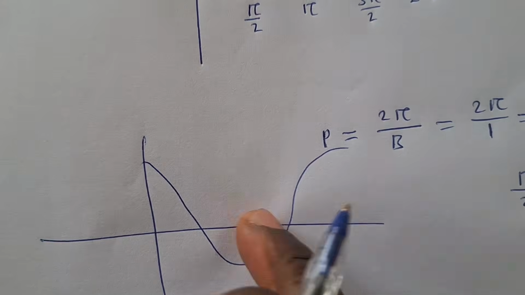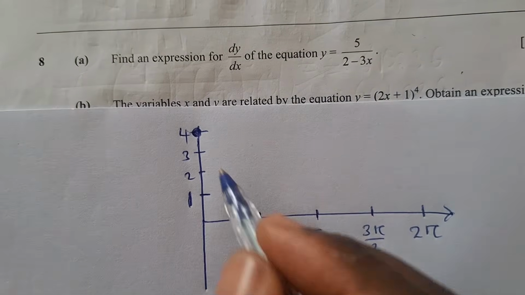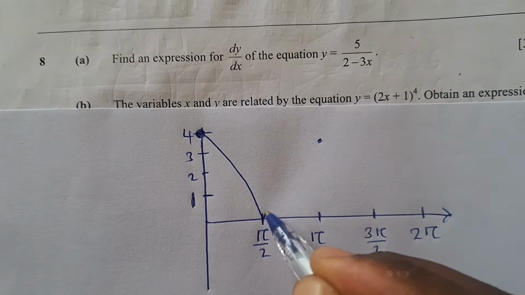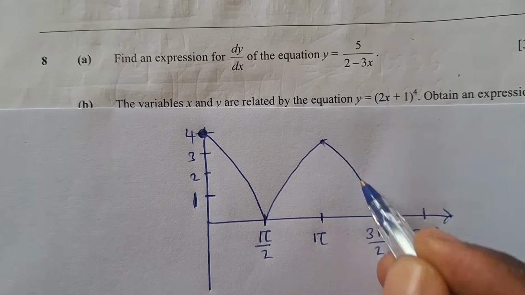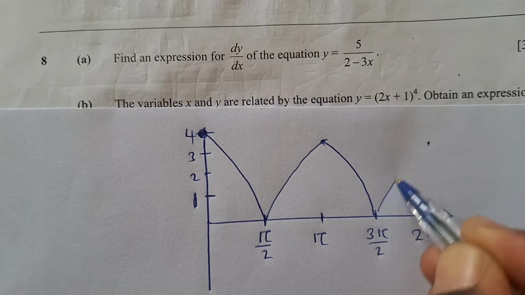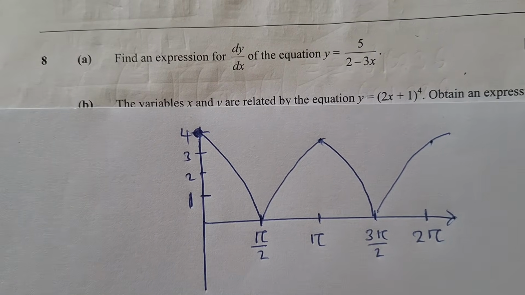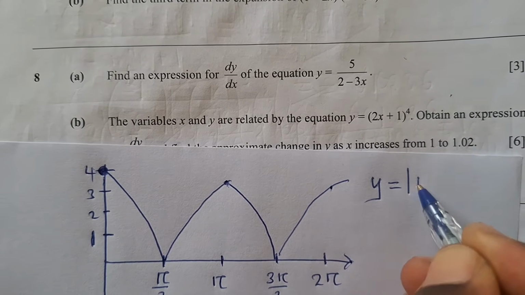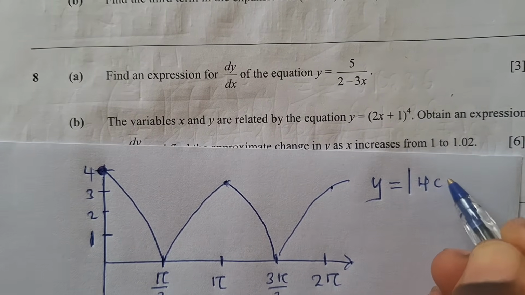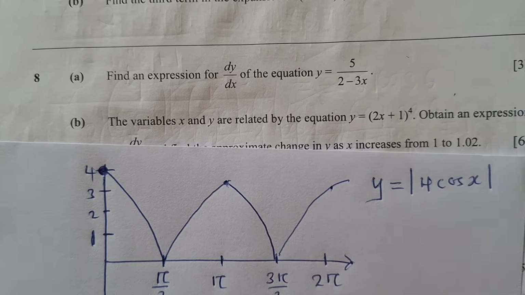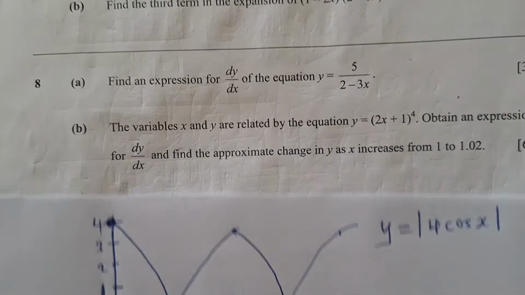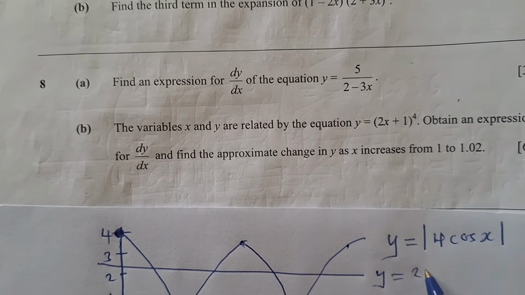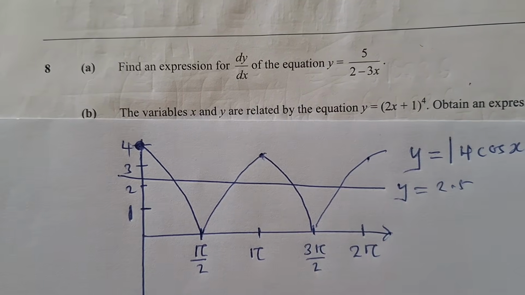Okay? So this is the idea we're going to use. We'll move from here, we go to this, and then go back to this, come to this, go back like that. So this is how it's going to look. So this is y is equal to absolute value cos x, just like that. And then the other equation will be like this, y is equal to 2.5. So this is where it's passing.